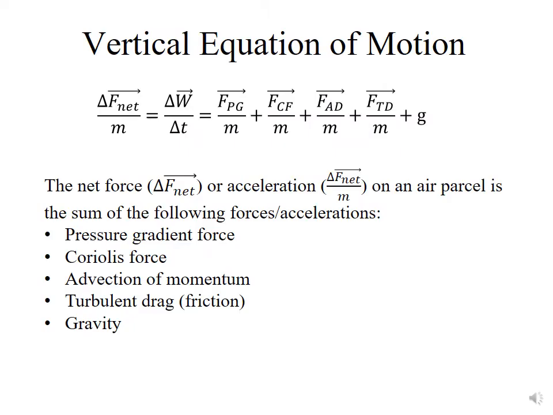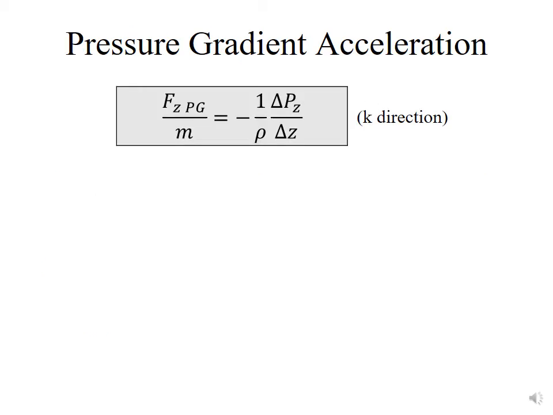So now we have the vertical equation of motion, and it looks very similar to the horizontal equation of motion, except that we have removed the centrifugal force and we have added gravity. So let's look at these forces or these accelerations in the different directions. So here we have the acceleration due to the pressure gradient force, and it's going to be equal to -1 over the density times the pressure gradient delta P over delta Z. And this is in the k-hat direction, which is in the vertical direction, which is the local upward direction.